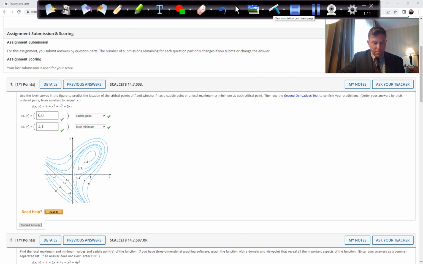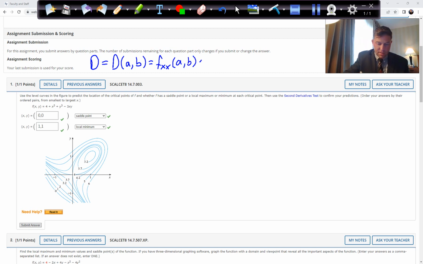Okay, so how do we do it? We do it by computing what's called the second derivative test. So we introduce this term D for second derivative test, and we're going to say that D of some point (a, b) equals the second partial derivative of the function with respect to x at the point (a, b), times the second partial derivative with respect to y of the function evaluated at (a, b), minus the partial derivative with respect to x and then y of the point (a, b), squared. So it looks like a lot, but we'll break it down and do it chunk by chunk.